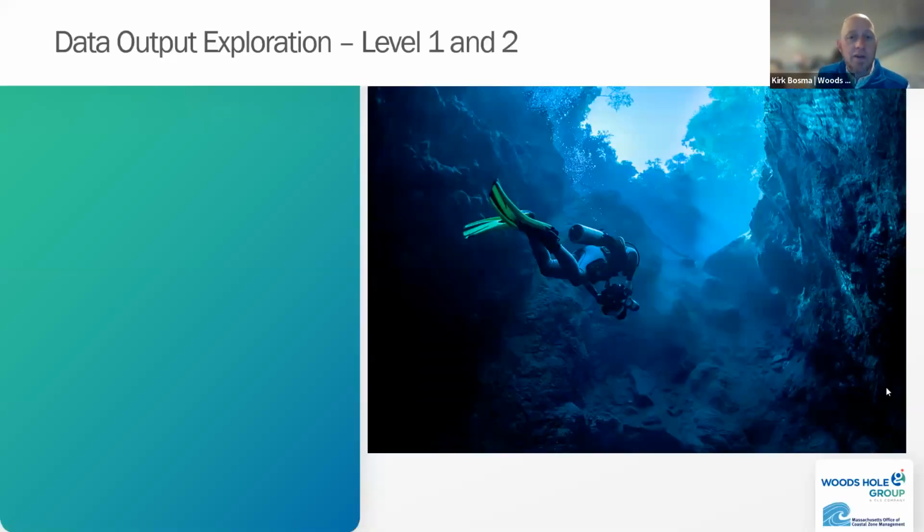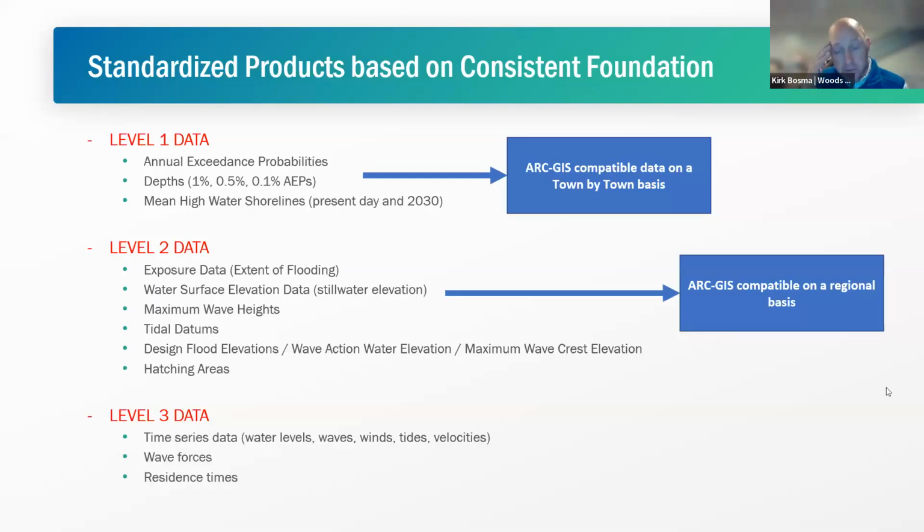A little review of level 1 and level 2 data. I'm going to go fast through this. We've been through this. This is the third time. Level 1 data basically includes the base annual exceedance probabilities, includes depths at various levels. Important to remember what these depths are, because I'm going to talk about water surface elevation data in level 2, and we need to be clear on how to use those two data types.